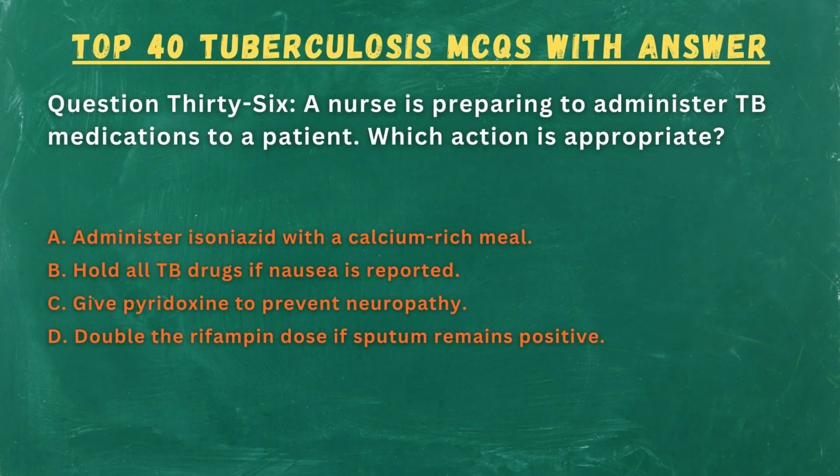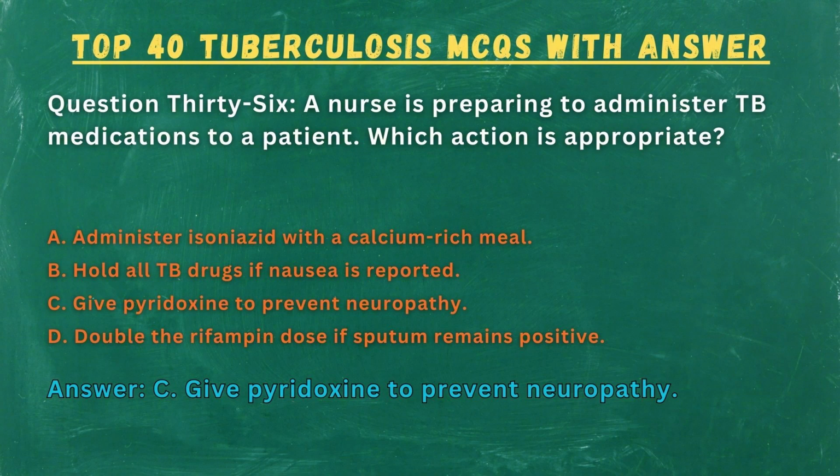Question 36. A nurse is preparing to administer TB medications to a patient. Which action is appropriate? A. Administer isoniazid with a calcium-rich meal. B. Hold all TB drugs if nausea is reported. C. Give pyridoxine to prevent neuropathy. D. Double the rifampin dose if sputum remains positive. Answer: C. Give pyridoxine to prevent neuropathy.